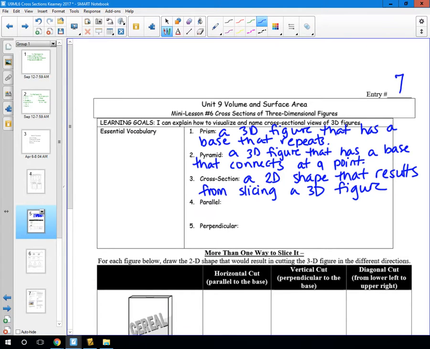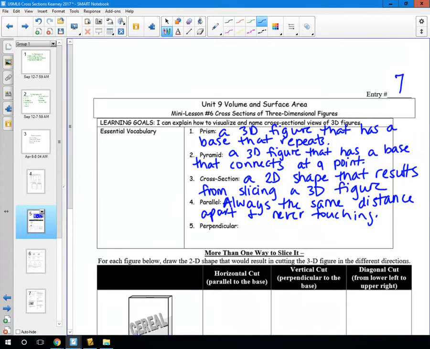So let's talk about the difference between parallel and perpendicular. So if you can think about take your arms and see if you can make 2 parallel lines with your arms. What does it look like? What do you notice about those lines? When I make parallel lines, I notice that they don't ever touch and they're always the same distance from each other. So parallel lines, always the same distance apart and never touching. They never touch.